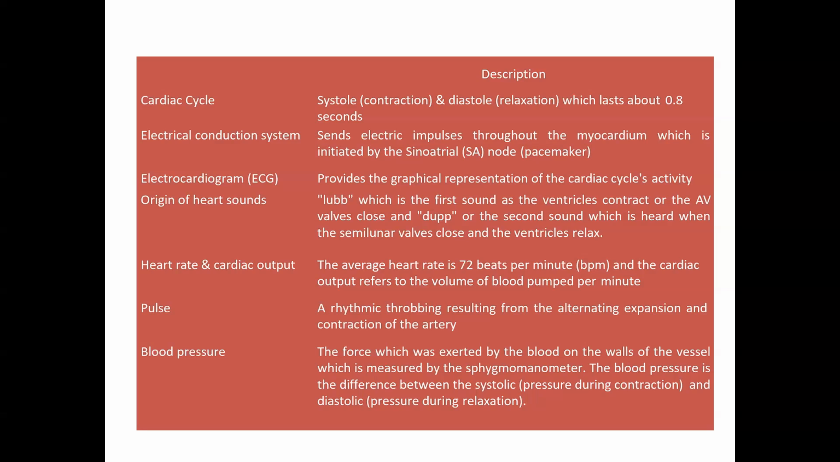Okay? Next class is the heart rate and the cardiac output. So the average heart rate is 72 beats per minute or BPM. Okay, yung average. And the cardiac output refers to the volume of blood that is pumped per minute. So ito class, meron tayong computation dito. May computation tayo para masabi natin na tama yung cardiac output ng isang pasyente.